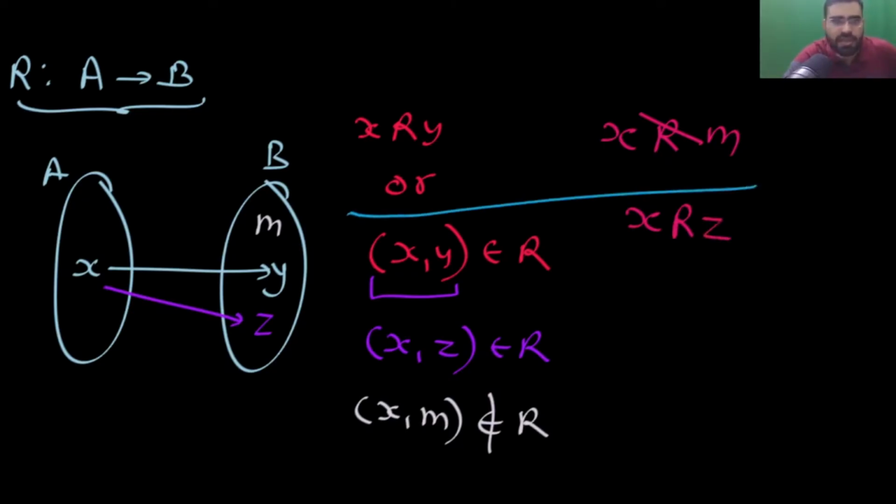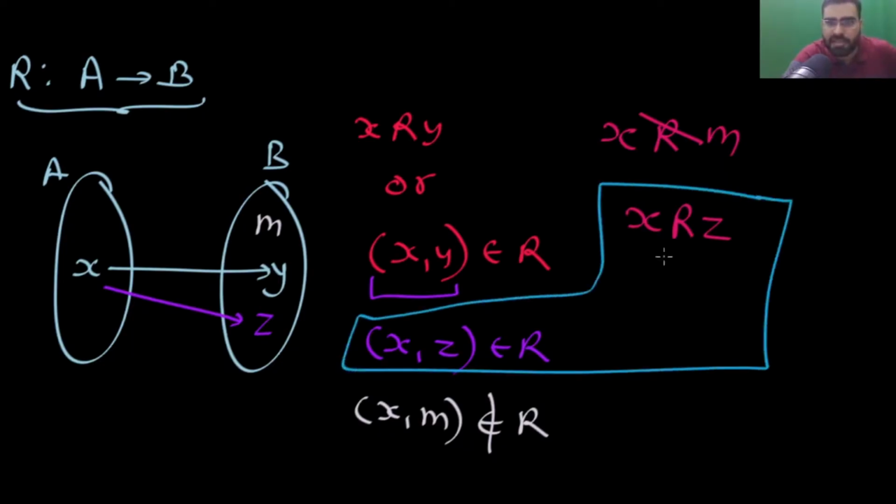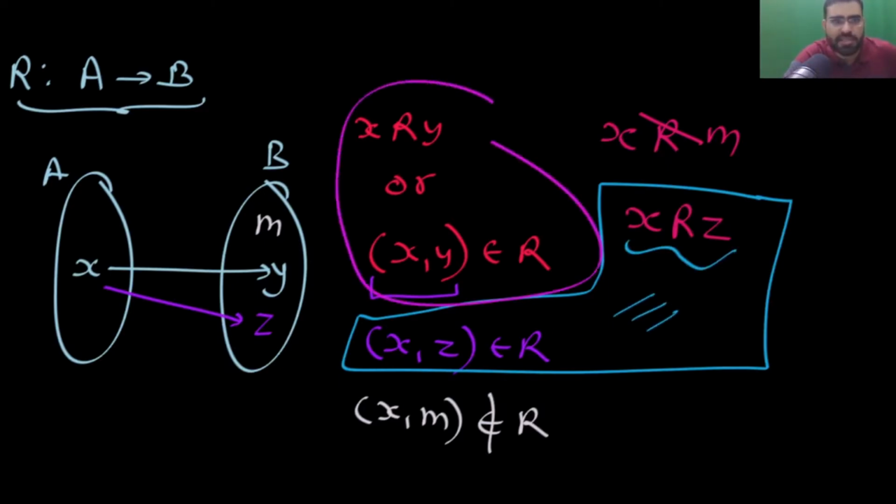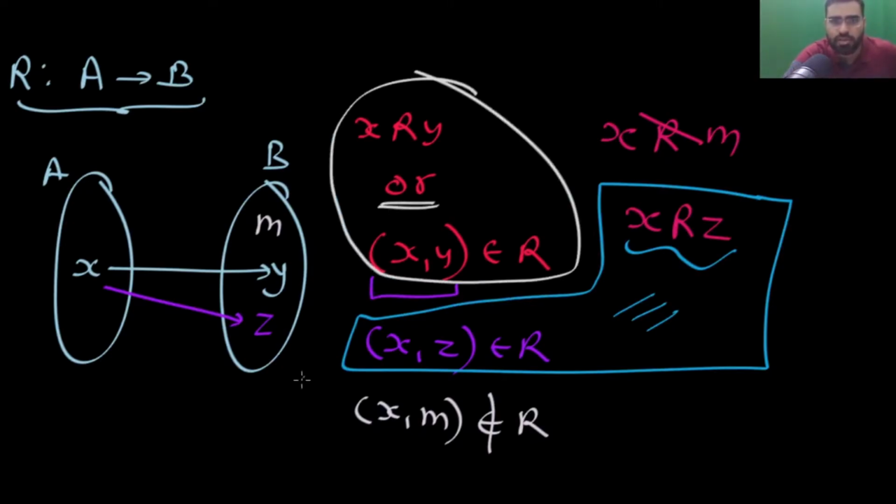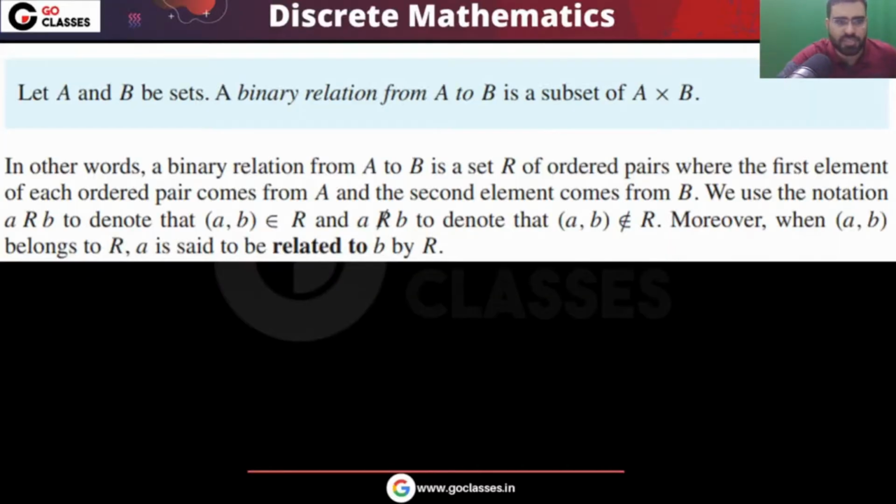This and this are basically the same notation. Either you can write it like this or you can write it like this. Similarly, for example here, these are basically the same. You can write it in any way. Anyway, let's move on now. So this is the concept of a relation from set A to set B.